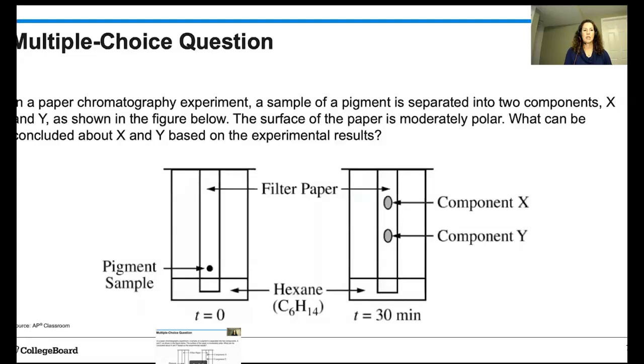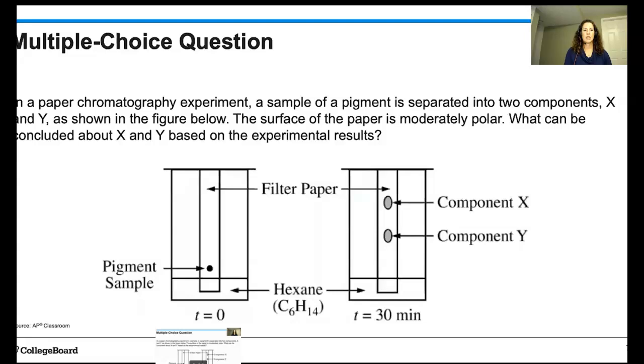Here is a chromatography paper, and this is an actual question that was given on the AP test. This is a multiple choice one, but I think it was also based on an FRQ. It says, in a paper chromatography experiment, a sample of pigment is separated into two components, X and Y. Whatever X and Y are doesn't really matter for our purposes right now. What matters is where they are on the paper. The surface of the paper is moderately polar. Right? It's not very polar, just a little bit.